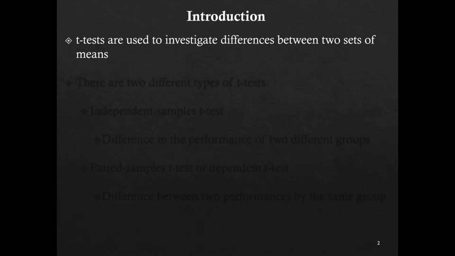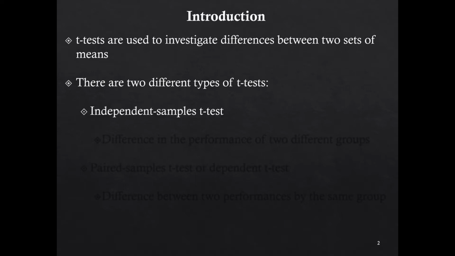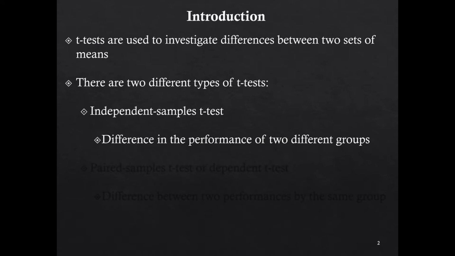T-tests are used to investigate differences between two sets of means. A mean is an average of a group of numbers. There are two different types of t-tests. The first type that we'll go over today is the independent samples t-test. Independent samples t-tests look at the difference in the performance of two different groups.